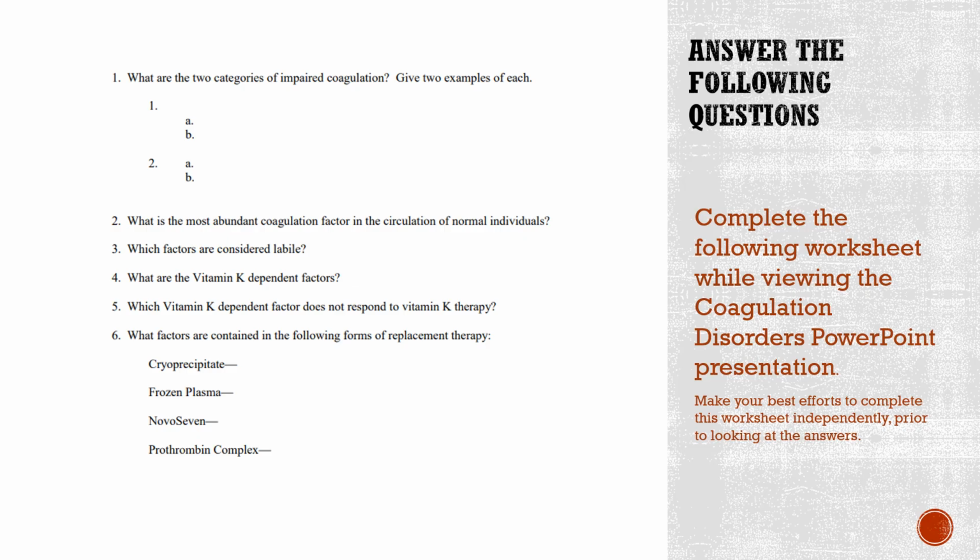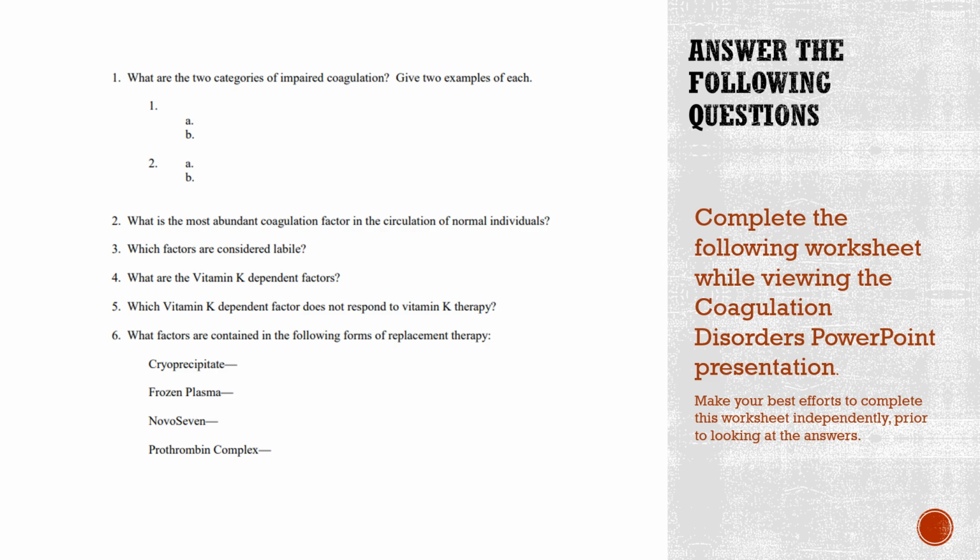Moving on to the next portion of that worksheet, answer the following questions. What are the two categories of impaired coagulation? Give 2 examples of each. So I'm looking for 2 categories and then break it down further. Number 2, what is the most abundant coagulation factor in the circulation of normal individuals? Number 3, which factors are considered labile? Number 4, what are the vitamin K dependent factors? Number 5, which vitamin K dependent factor does not respond to vitamin K therapy?